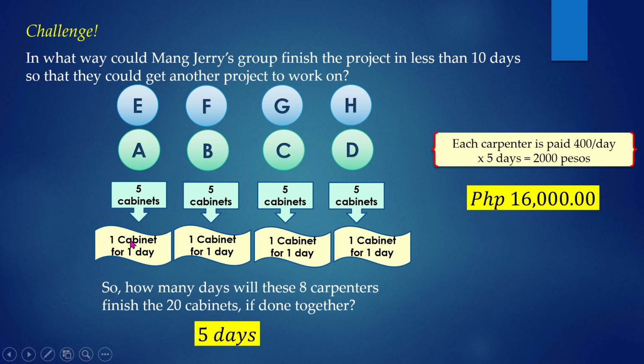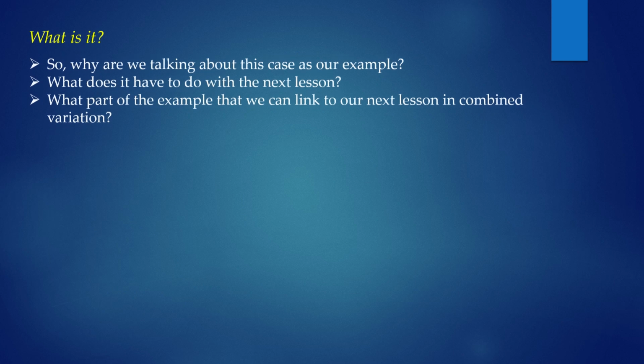And the number of working days is shorter: instead of 10 days, they finish in 5 days. See? So the more the merrier. The more people work on a certain project, the fewer the days spent working, and the lesser the wage or salary you have to pay the workers. So that's the tactic. So what is it?